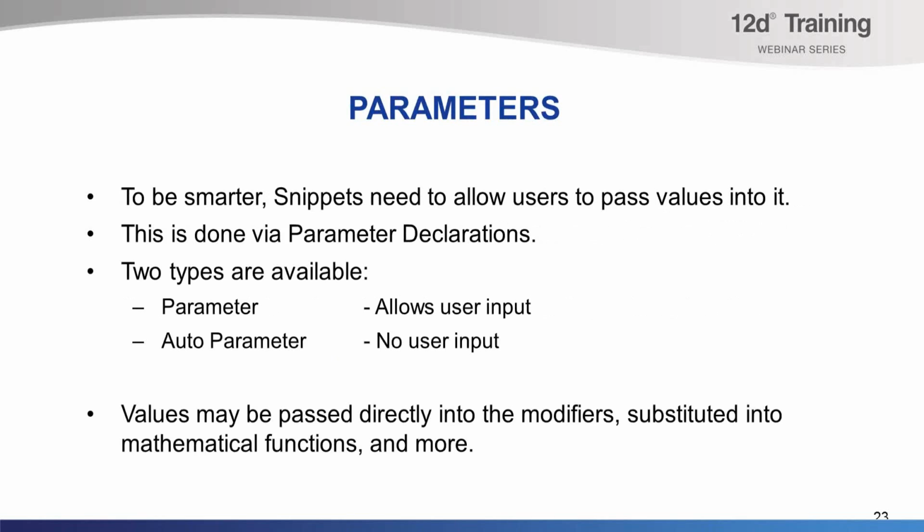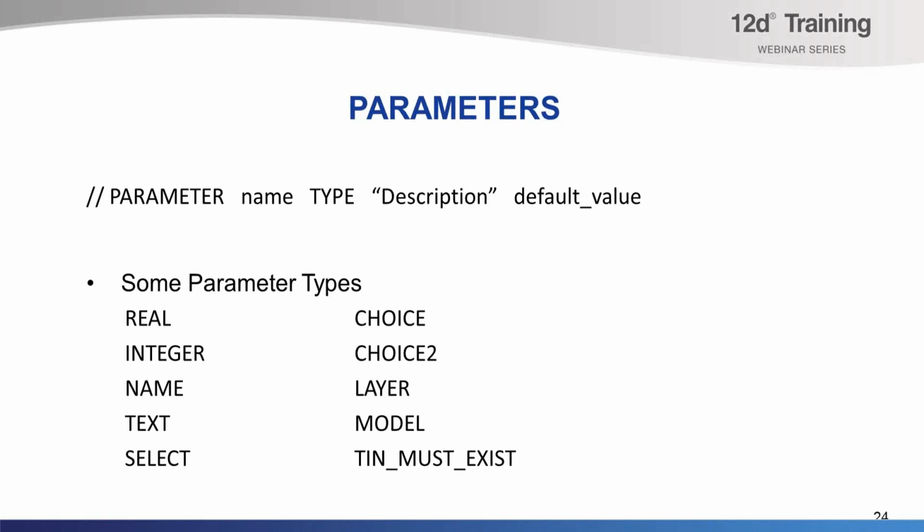So parameters basically allow users to pass values into the snippet. They allow user-defined values to be put in. Now there's two types. There's a parameter, which is allowing user input, and there's an auto parameter, which runs in the background and has no user input. The values can be passed directly to the modifiers, or they can be substituted into other mathematical functions and much, much more. There's different parameter types available.